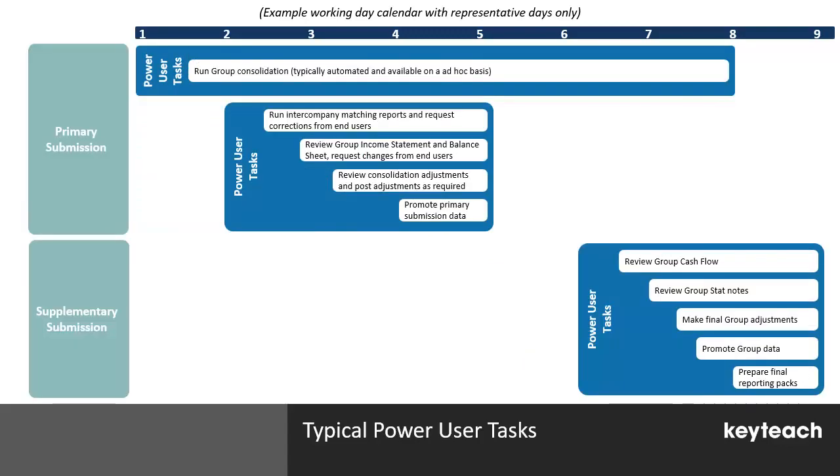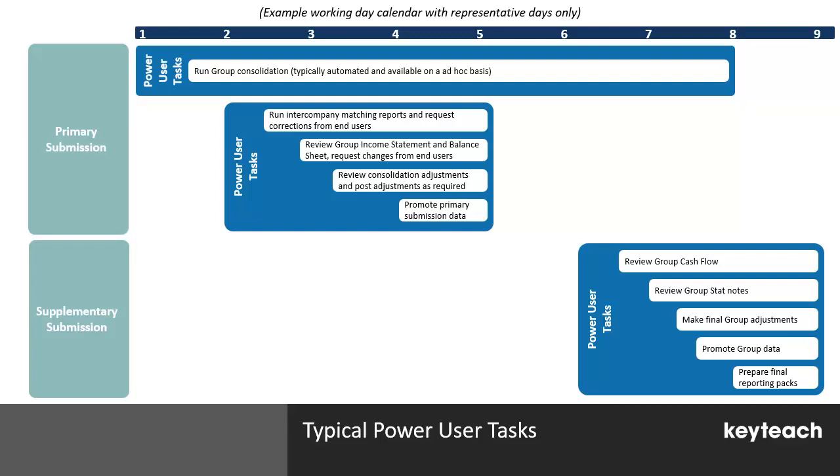In FCCS we also have power users. So power users may run the group consolidation, which could be automated to be scheduled to occur every so many hours. It could be that the user can run a consolidation themselves. The power user can run the intercompany matching reports and then request any corrections for the end users. They can review more summarized income statements and balance sheet, and again request any changes from the end users. Once adjustments have been made, we can run consolidations and view those adjustments. And finally, we can sign off the actual primary submission.